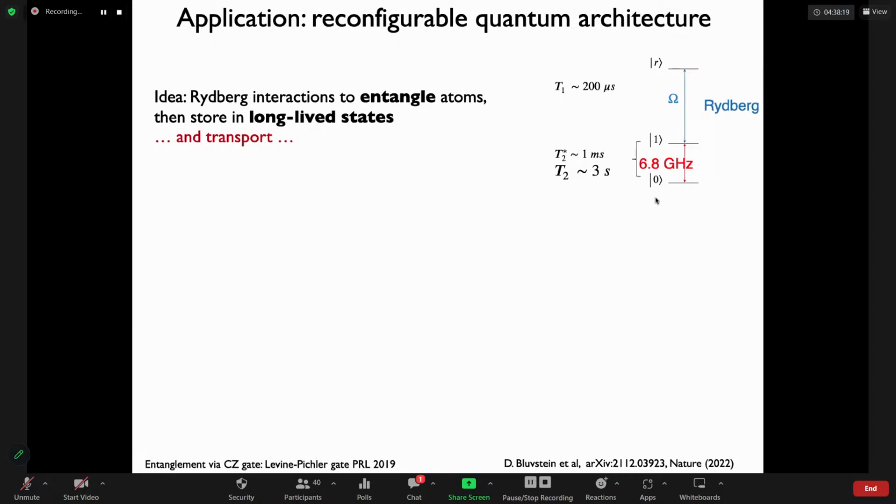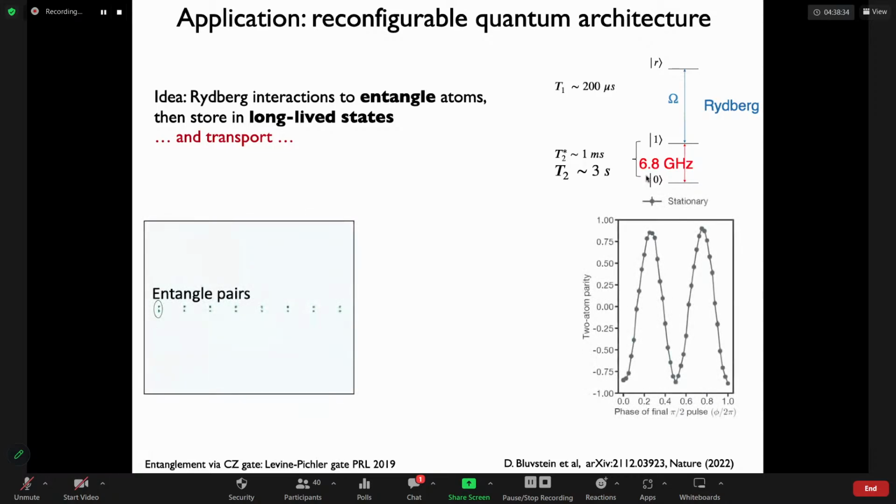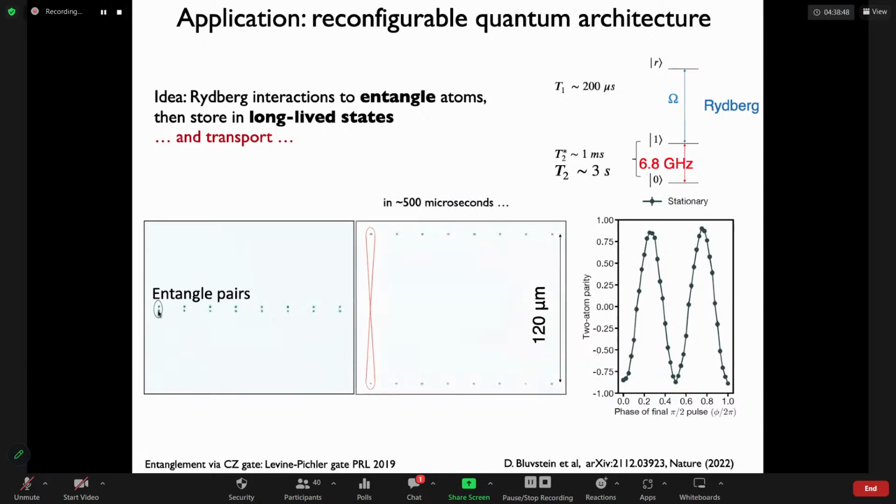The key idea here is that if qubits are stored in this hyperfine manifold, not only can the storage time be very long, but we can also move atoms around while preserving coherence. Specifically, this is an example. Suppose we start with pairs of atoms like this, and we entangle them by using this controlled phase gate. Then we can either measure them directly here, or we can move them around and check if entanglement is preserved when we move them far away. And in fact, it's perfectly preserved.